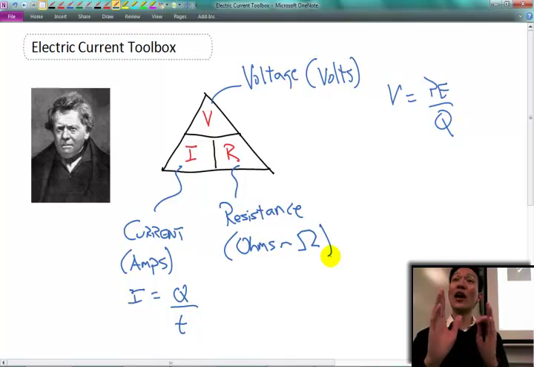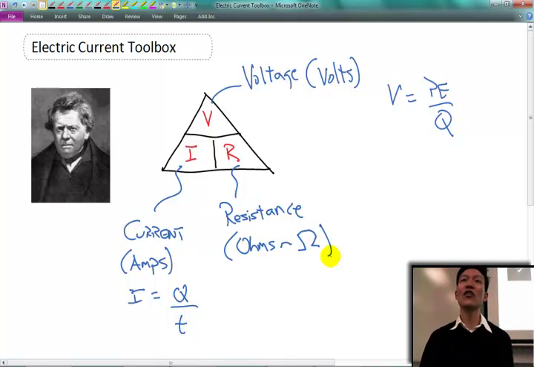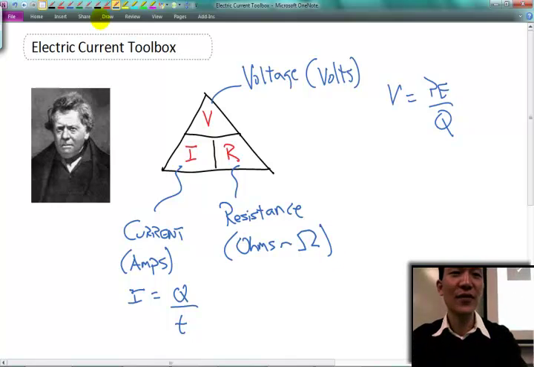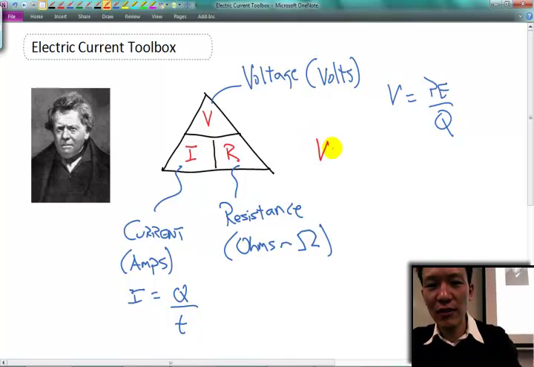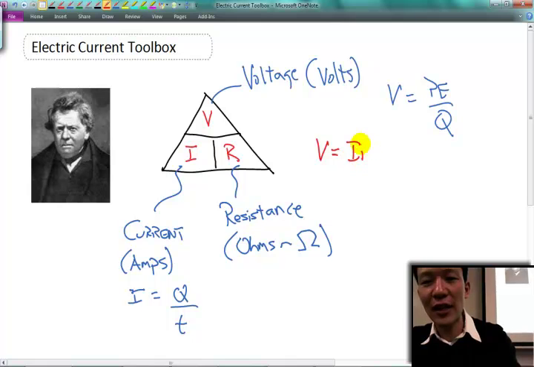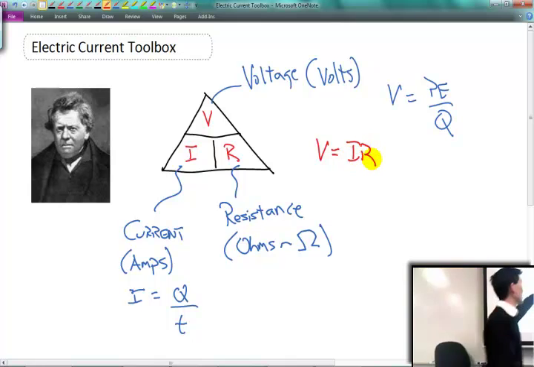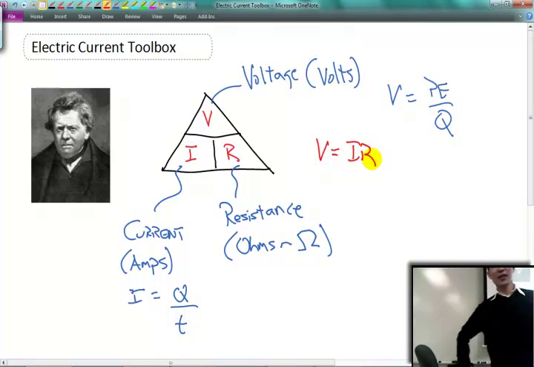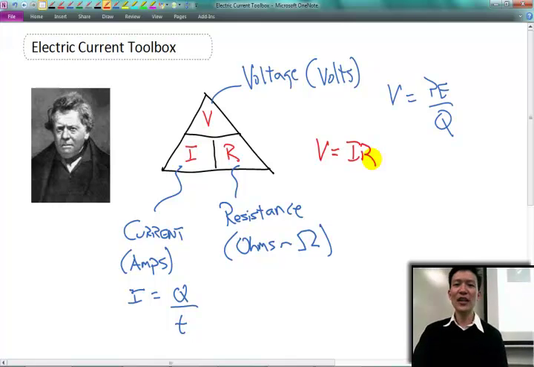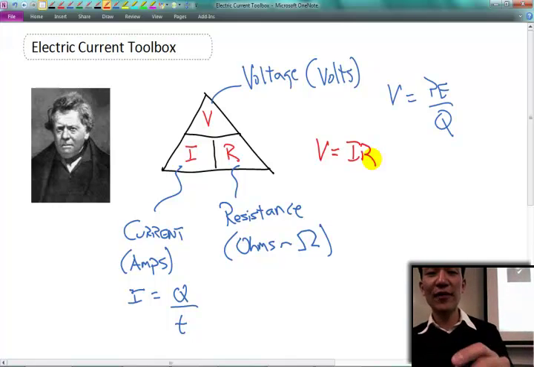So anyway, why the triangle? Here's a little trick. If you want to know what each quantity is, you just cover it up. So if I want to know what V is, cover up the V. If I cover up V, V is equal to, on the bottom, I times R. You guys see that? Cover up the V, you get I times R. What does that mean? It means voltage is equal to current times resistance.